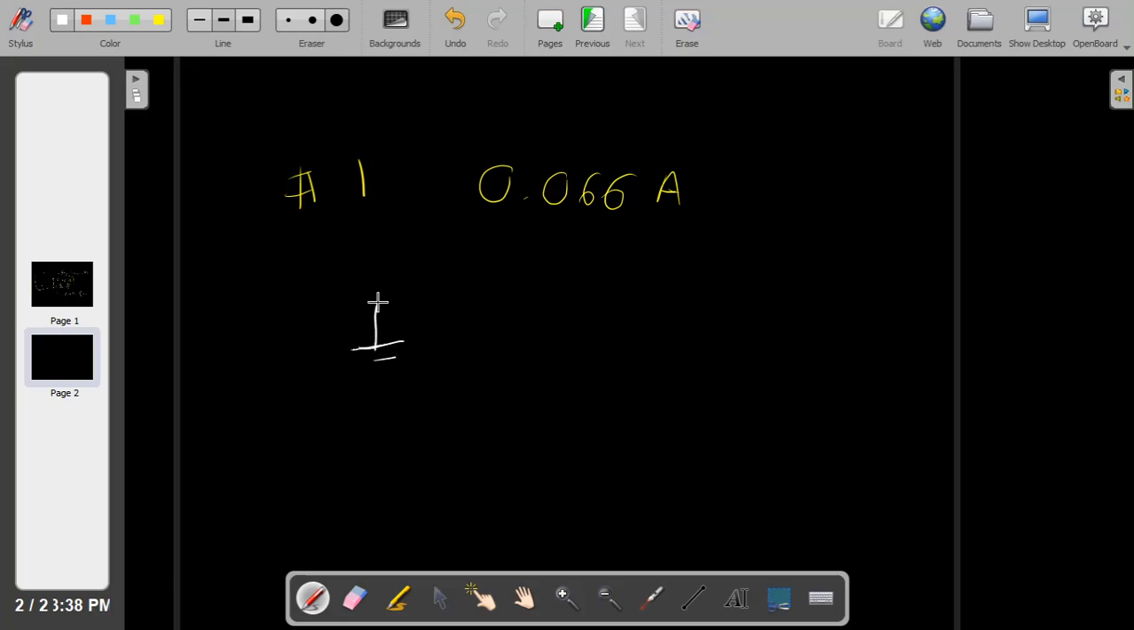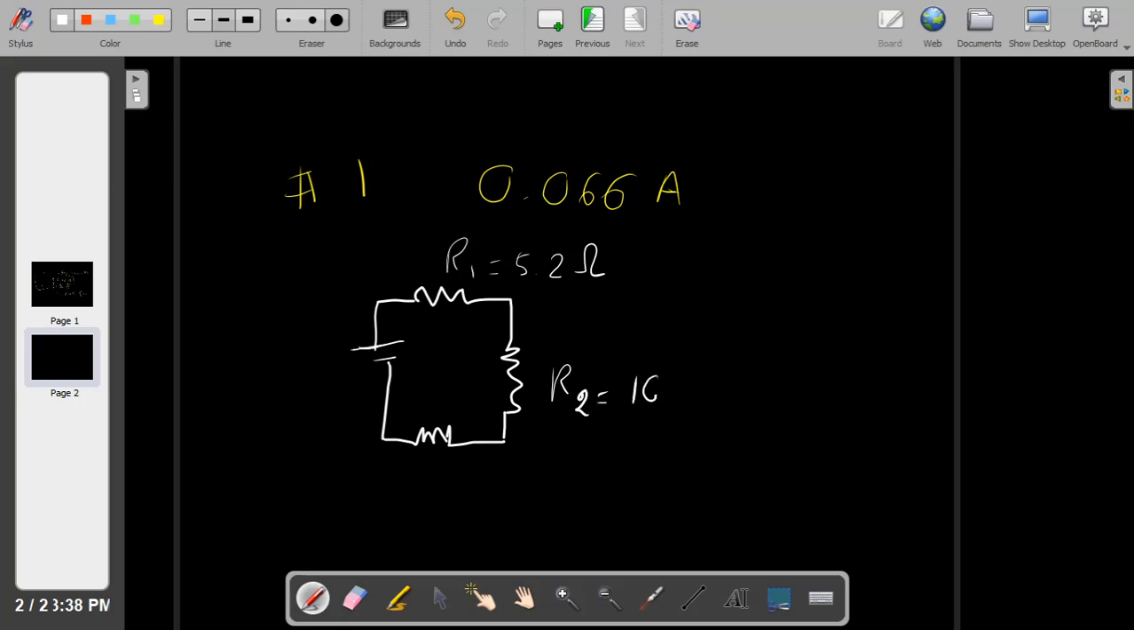But they give you 3 resistors. Okay, I'm going to put one here, 1, 2, and 3. Okay, that's what they gave me. This is the circuit they gave me. The first one right here, resistor number 1, had a resistance of 5.2 ohms. The second one, resistor number 2, had a resistance of 10.3 ohms. And the last one, resistor number 3, had a resistance of 7.1 ohms. So that's what the problem gave me.